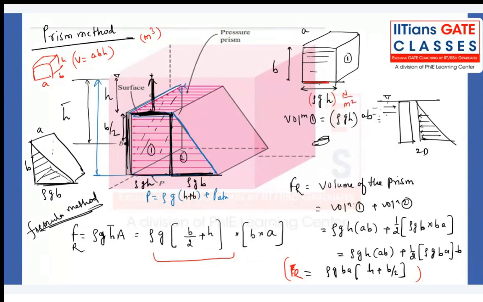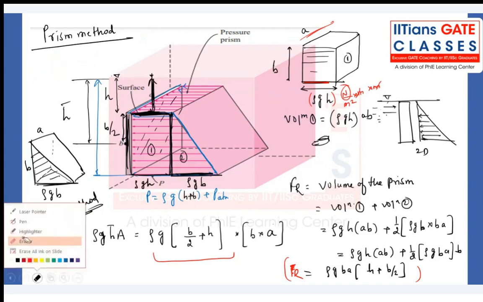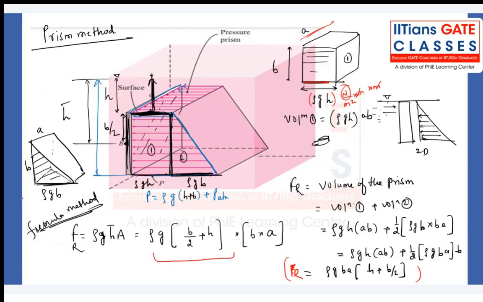What is the dimension of B? Once again, meter. What is the dimension of A? Once again, meter. They will cancel out. They will give you the unit of Newton only. That's why the volume of the prism directly will give you the resultant force. Make a note of it. Dimensions of the sides of a particular prism will give you the force's value.